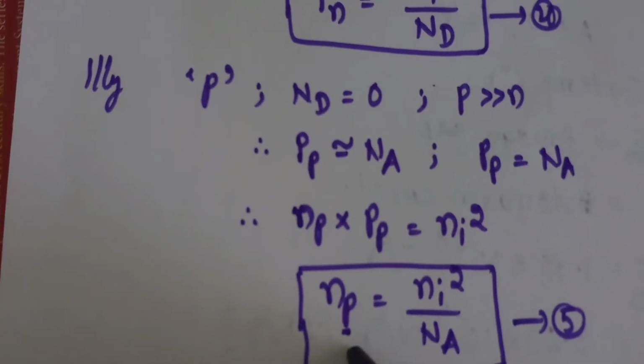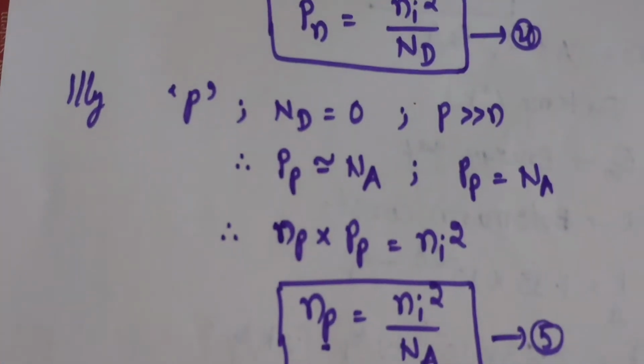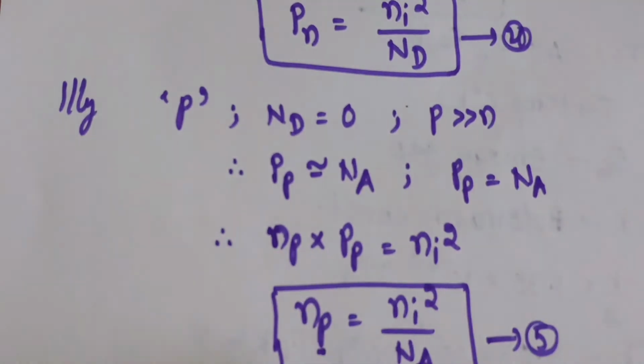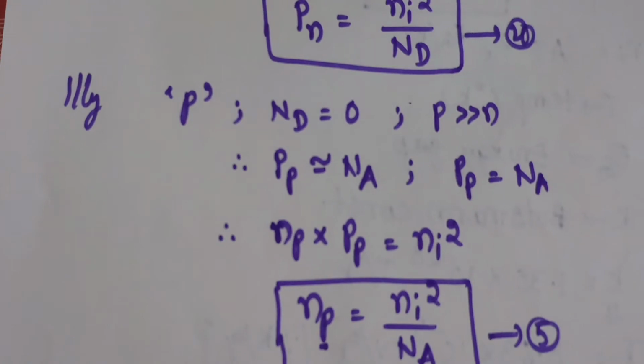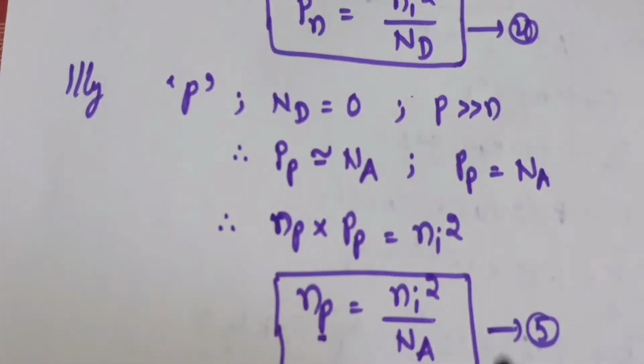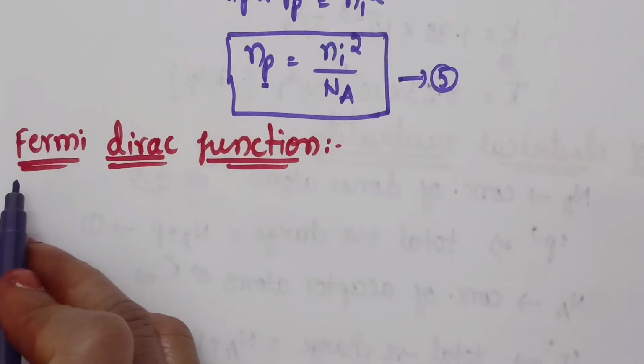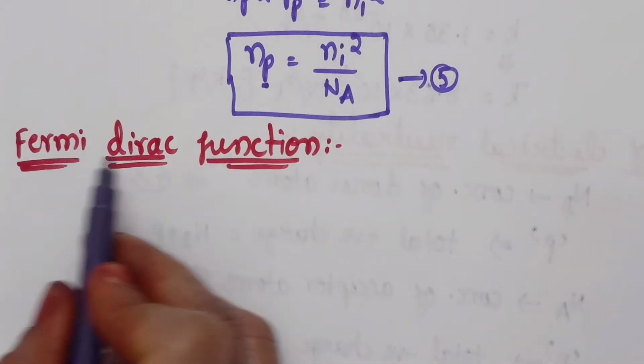So from the law of electrical neutrality, we can find out the concentration of holes in n-type semiconductor as well as the concentration of electrons in p-type semiconductors. So this is an important law in semiconductor physics. Go to another important concept, that is the Fermi Dirac function.